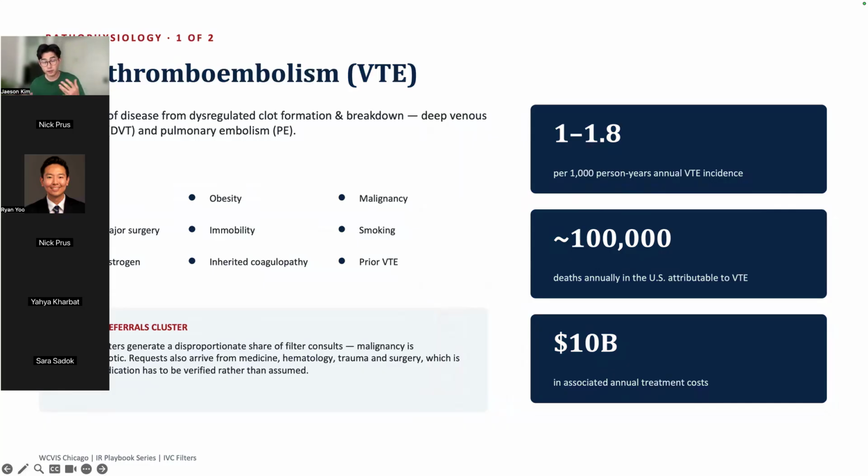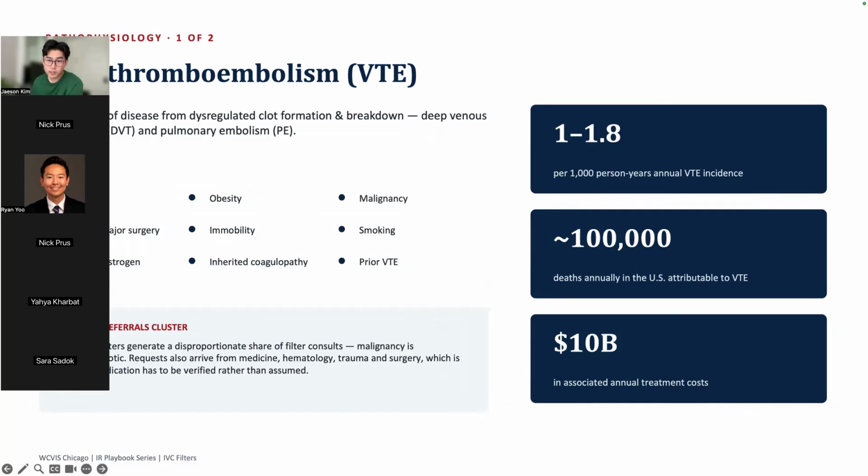And this is a fairly common and serious problem. If you take a look at the numbers here, VTE happens in roughly 1 to 2 people out of every 1,000 each year and it causes about 100,000 deaths a year in the United States. The costs are pretty enormous too, around $10 billion a year. These numbers were from 2016, so I'm not sure exactly how much it's changed since then, but I'd imagine that the costs have only really increased. And just a note, we're catching more of it now, partly because there are more risk factors in the population, and partly because we just do more imaging.